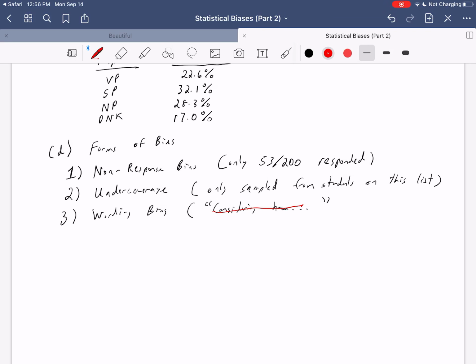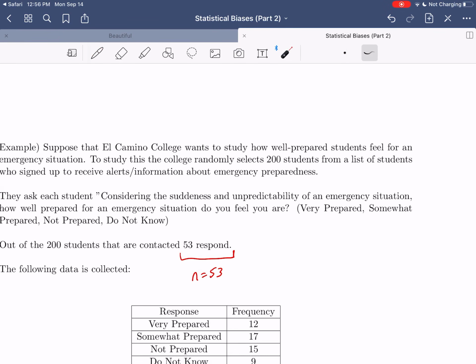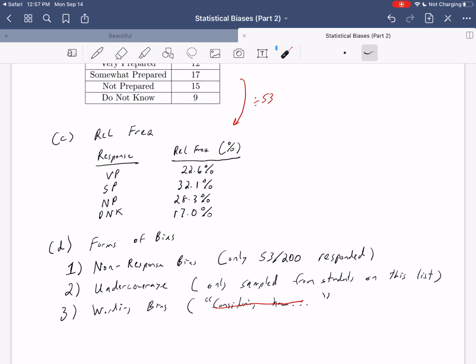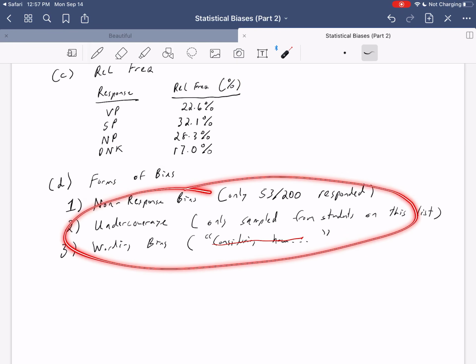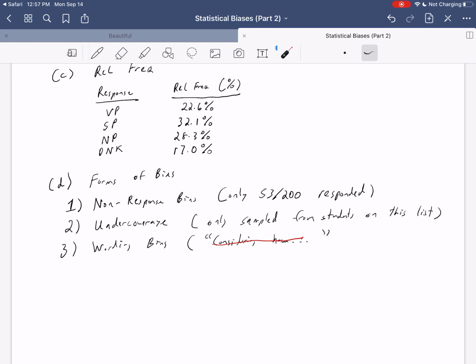Okay. Again, remember, for wording a statistical survey, you should always do it in a very simple and direct manner. You shouldn't have any unnecessary flowery language, right? All this stuff about suddenness and unpredictability. You don't need to mention that to people because you're trying to ask them this question. You don't need to sway them in any direction here. All right, now these three, I would say, are definitely the three strongest forms of bias in this.